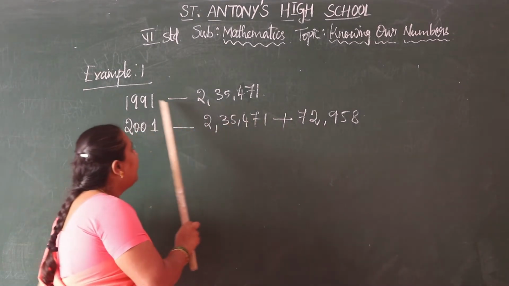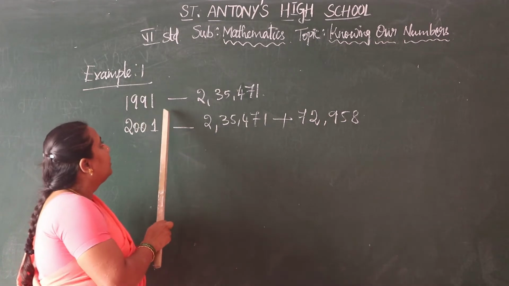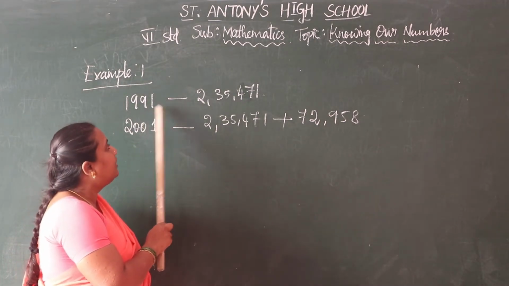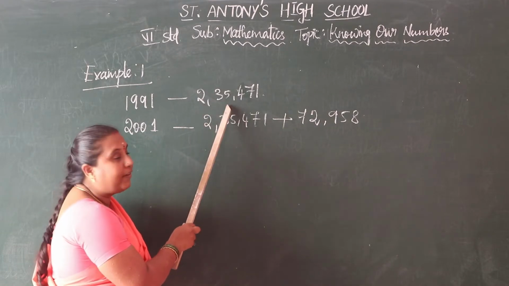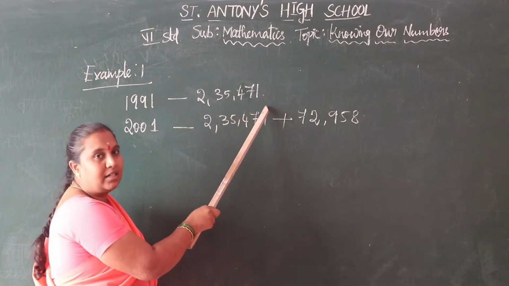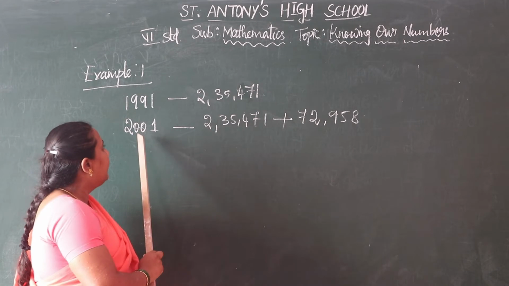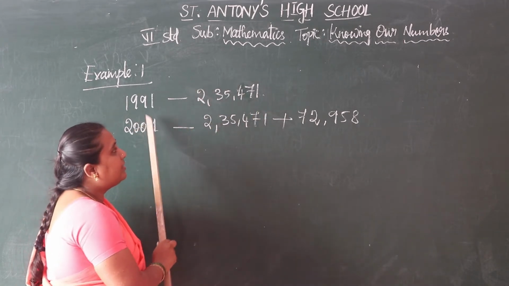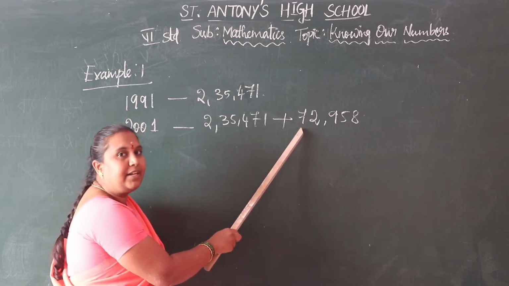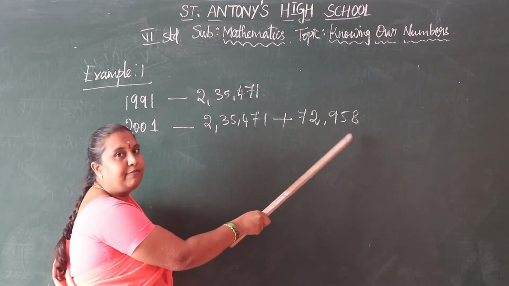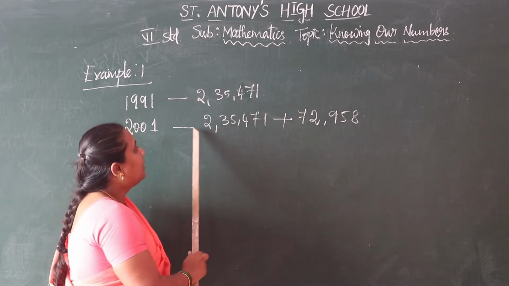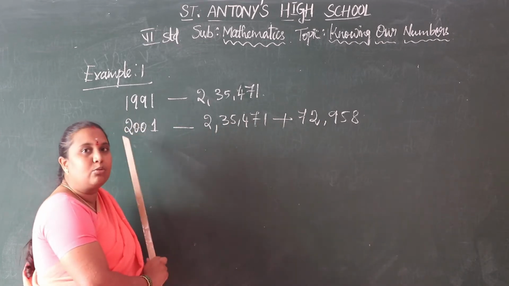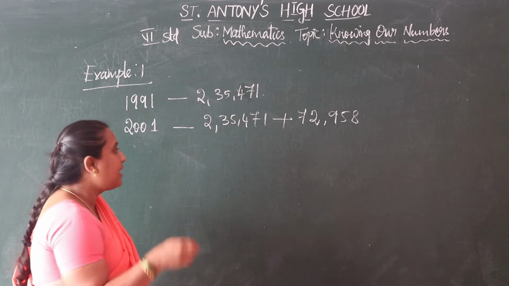First, it is given in 1991: the population of Sundarnagar in 1991 is 2,35,471. Then in 2001, this population was increased by 72,958. So we should add these two and we get the population in 2001. Let us add this.